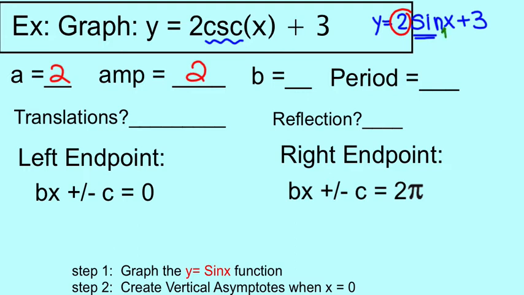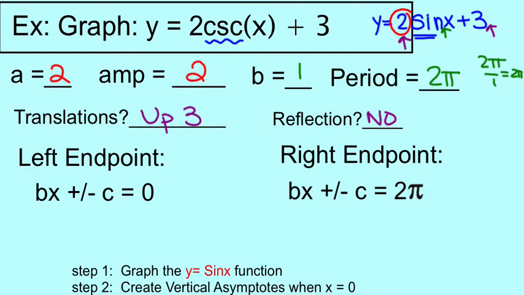The period will be next. So you look for the b. The b is 1. So then your period is 2 pi over 1, which is 2 pi. Then are there any translations? Yes. We're taking this 3 and it's moving it up 3 units. So instead of being on the horizontal axis, it's going to be up 3 units. Are there any reflections? No. There's not a negative 2.